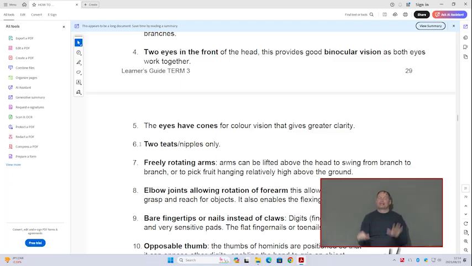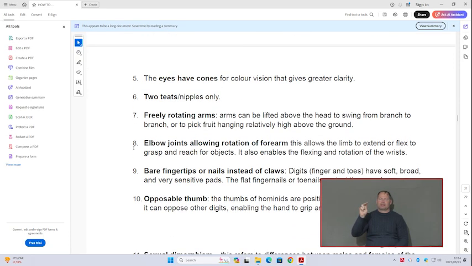Then the 6th characteristic that we share is 2 tits or nipples, not mammary glands. It must be 2 tits or nipples. If you write mammary glands, 2 mammary glands, the answer will be incorrect. It must be tits. Then the 7th one that we share is freely rotating arms, at least with a degree of 360. So it must be freely rotating arms with 360 degrees.